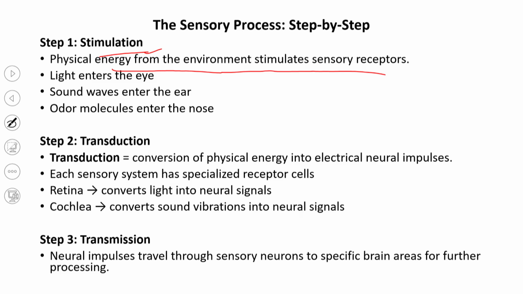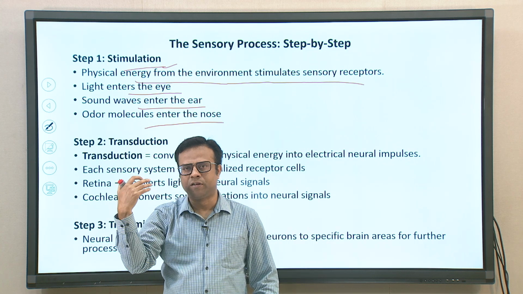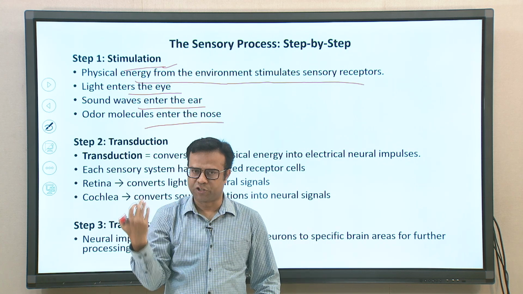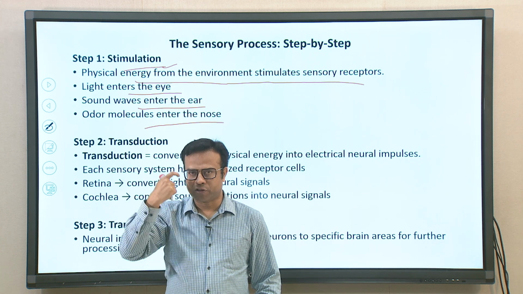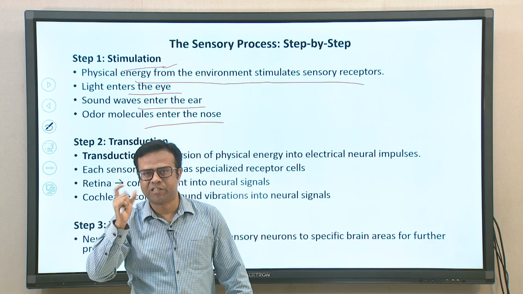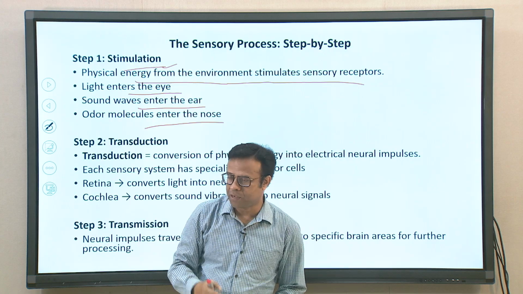So, the first is stimulation. Our eyes, or whatever cells in the retina, get activated because there is light involved. It is detecting the light. That is the stimulation part of it. The light enters the eye, sound waves enter the ear, odor molecules enter the nose. Accordingly, the different stimuli are detected by the different sense organs. So the first part is that initially the sense organs, or the receptors in those sense organs, get stimulated. This is the first step.